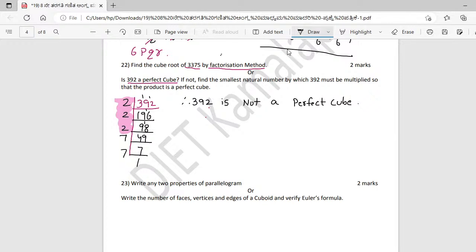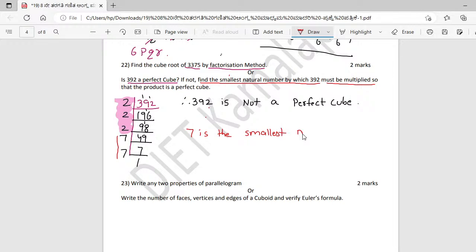Next, you can see what they ask in the question: if not, find the smallest natural number by which 392 must be multiplied. And that's very easy. There is no need to do any further calculation, as we already did it. You can see which number is not repeating in the form of a triplet. That is 7. You can see 7 is repeating only 2 times. So which will be our smallest natural number? Yes, that is 7.